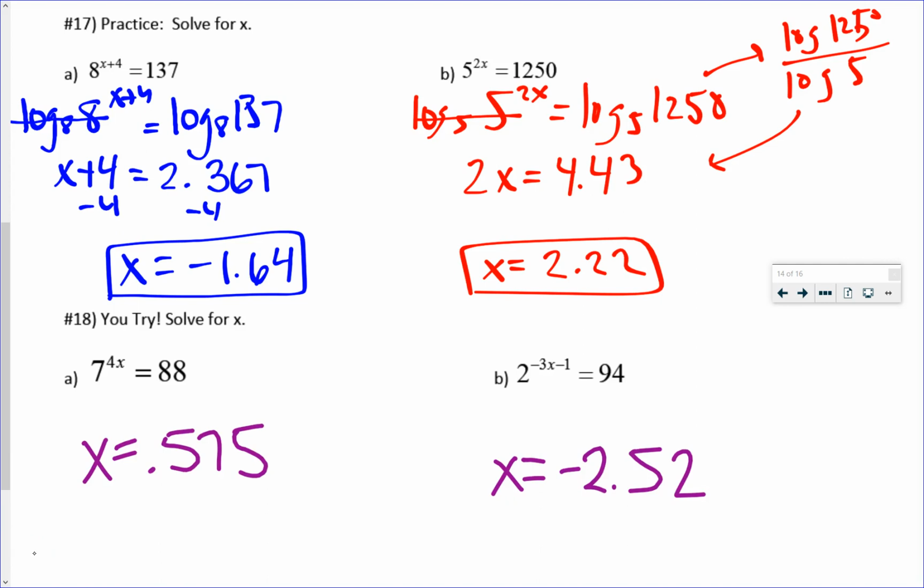For A, you should have gotten x equals 0.575. Some of you have 0.58. The more decimal places you have, guys, the less rounding error you have. The more you round an answer, the less accurate it becomes each time you round it. Okay? So if you can go 3, 4 places out, that's actually better for your answer. Part B, you should get negative 2.52.